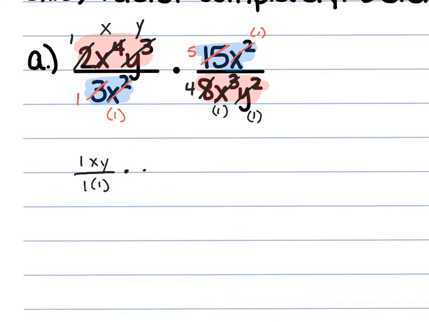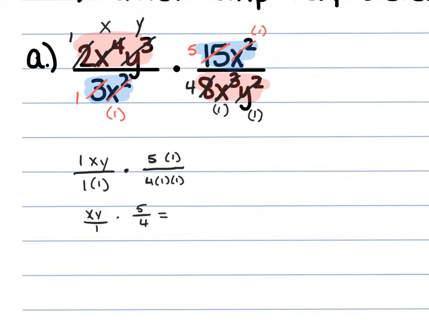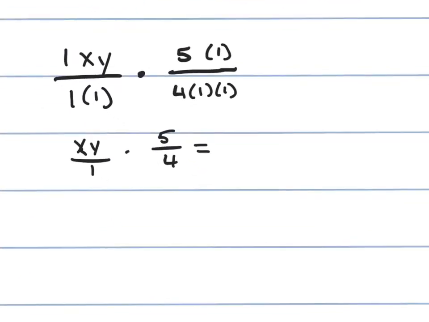So this is cross multiplication? We're just cross-canceling right now. Before we do the multiplication, we're trying to make things much smaller because we can make our lives a lot easier. So we've got xy over 1 times 5 over 4. Which becomes what? It should be 5xy and then 4. 5xy over 4. That's it.